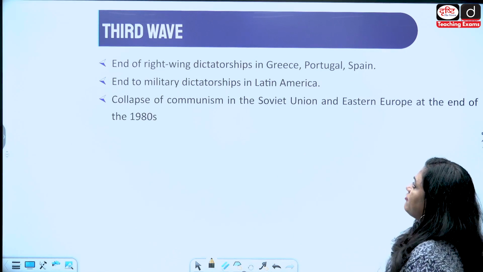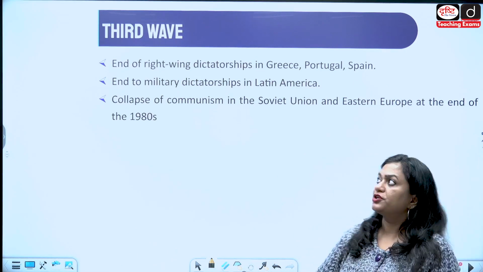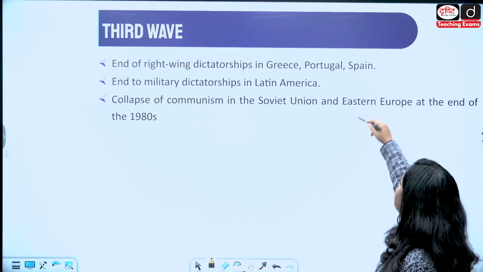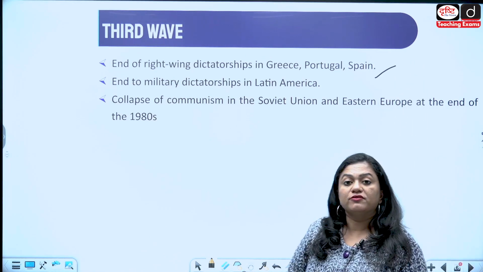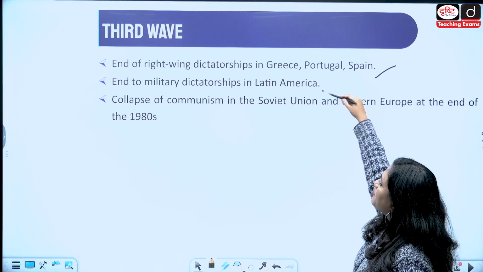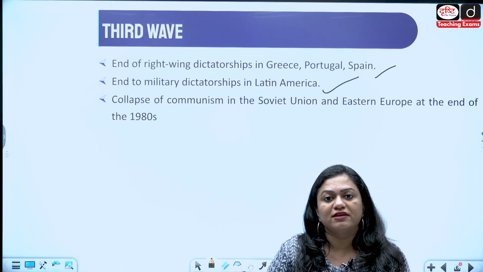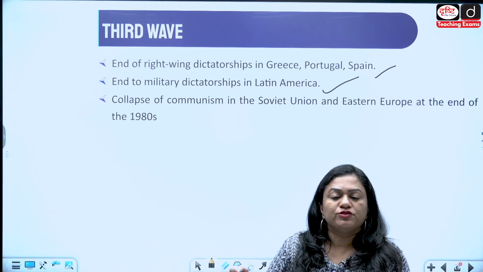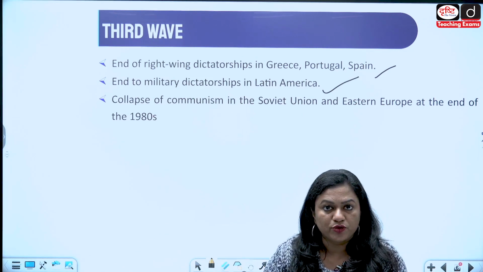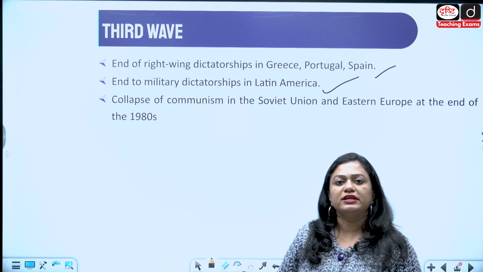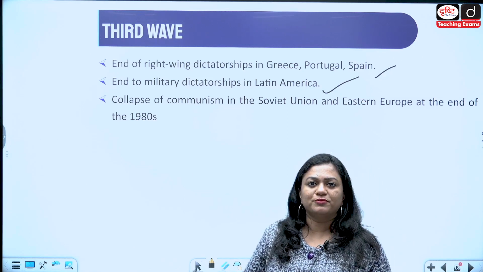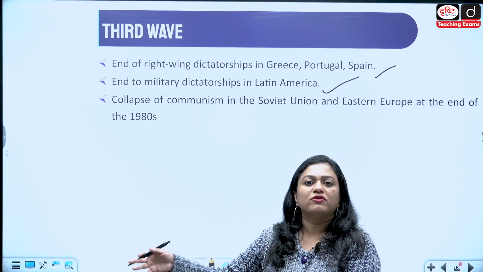Moving to our next topic, the third wave of democratization is associated with the end of right-wing dictatorships in various countries like Greece, Portugal, and Spain. This was also the period when there was a decline of military dictatorships in countries like those in Latin America. Then, as we know, this was also the time when the Soviet Union collapsed. It led to the formation of many states in Central Asia as well as in Eastern Europe. So obviously the countries which separated from the USSR after its collapse had only one option: to follow the democratic path.